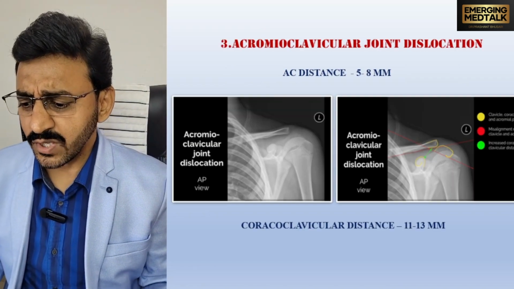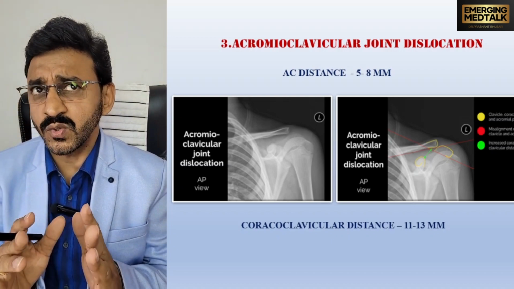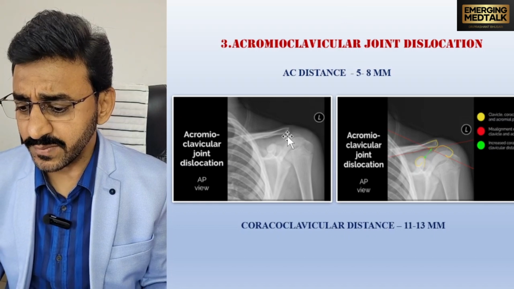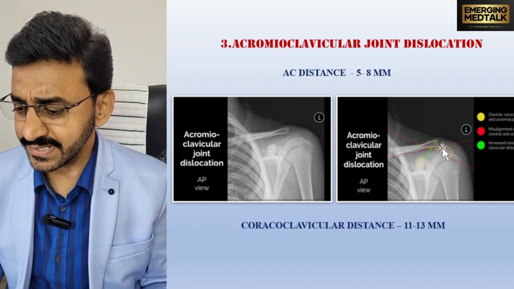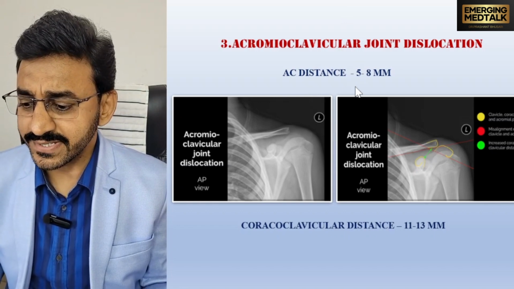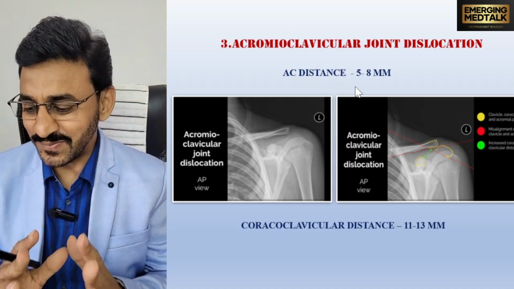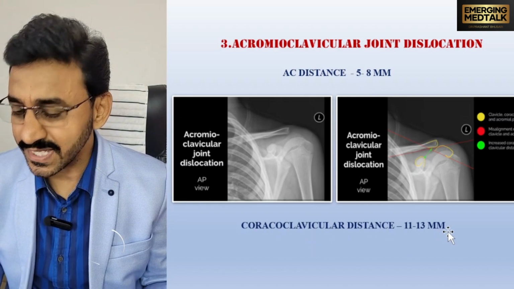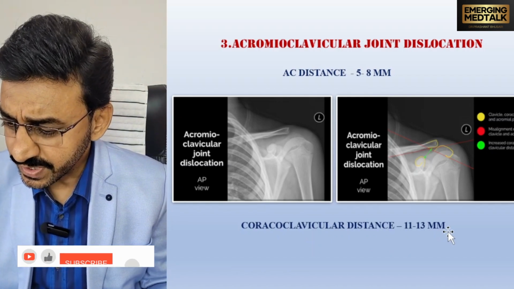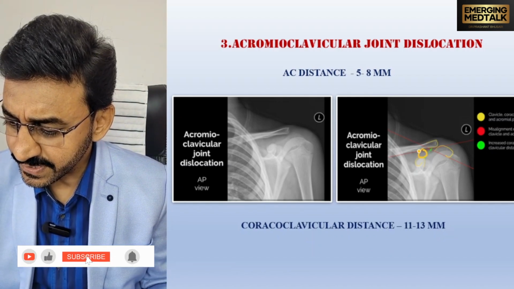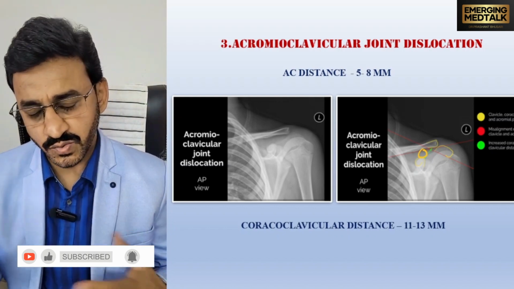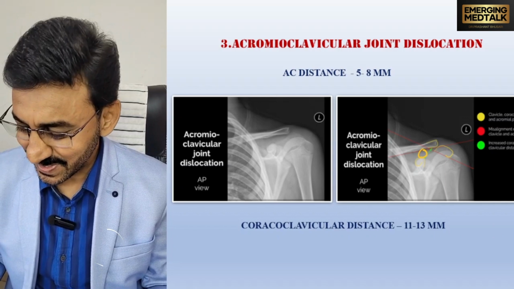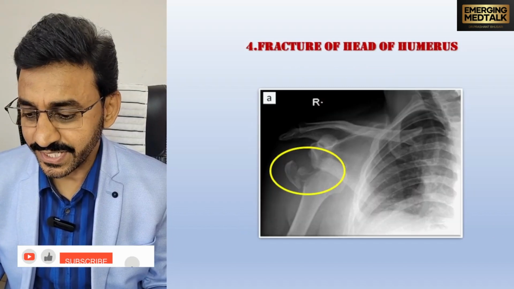Then acromioclavicular joint dislocations, particularly in trauma, where we can see there is a loss of alignment. The acromioclavicular distance is normally around 5 to 8 millimeters, and it becomes more than that. The coracoclavicular distance is normally up to 13 millimeters. If this is also widened, there is a dislocation called acromioclavicular joint dislocation.